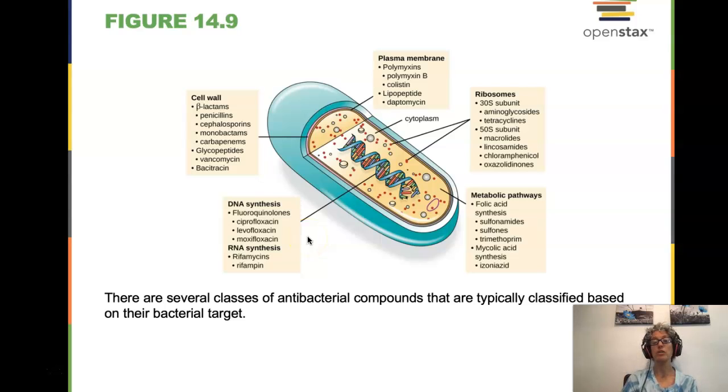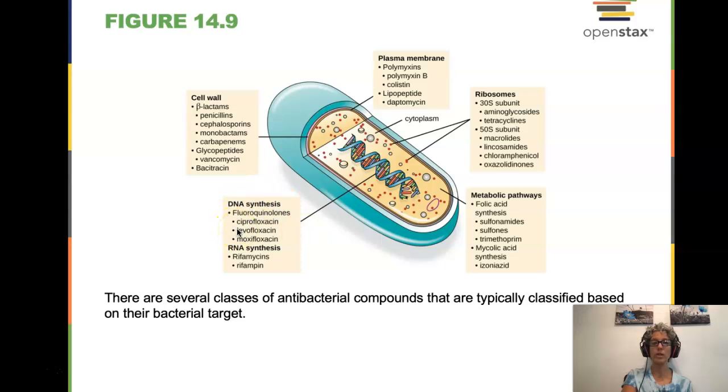DNA synthesis is really tricky. The enzymes are extremely similar. They're not identical, but they are similar. So there tend to be some fairly toxic side effects when using drugs that target nucleic acid synthesis. But fluoroquinolones like Cipro and Levo and moxifloxacin inhibit DNA synthesis, and RNA synthesis is inhibited by rifampin. So these drugs are used if there aren't any other options, but they do have some fairly nasty side effects for the host.